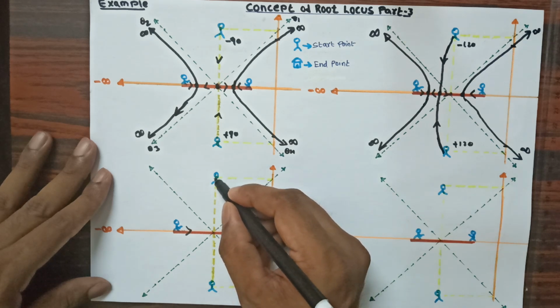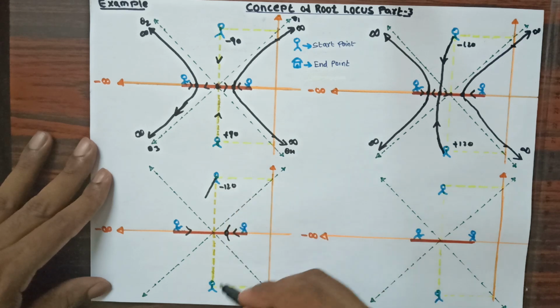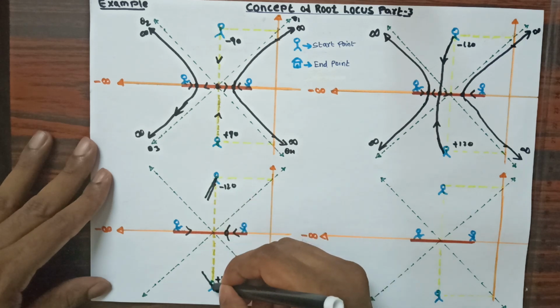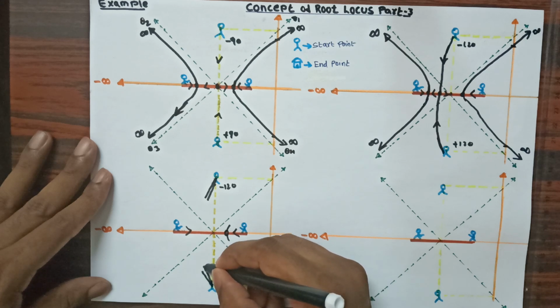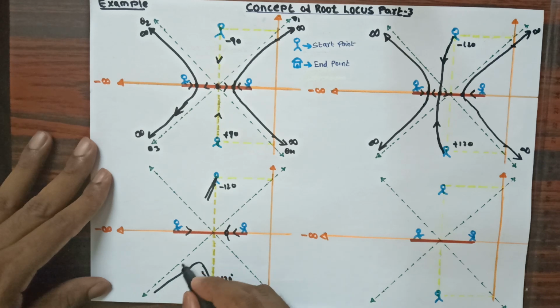Assume for this person I am providing an angle of minus 120 degrees, and for this fellow I will provide an angle of plus 120 degrees. It can be any angle; I am taking this angle as an example. Now you can see at this angle this person will come out, and at this angle this person will come out, and I have not given any breakaway point to meet at this axis. Therefore they will turn and go to the infinite destination by following this angle to the infinite path.